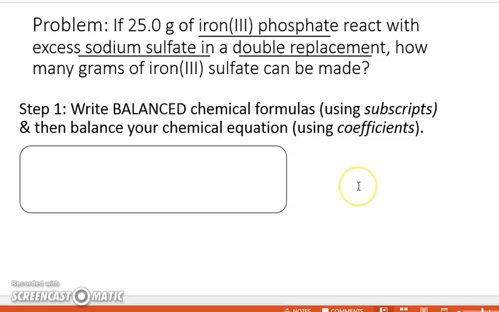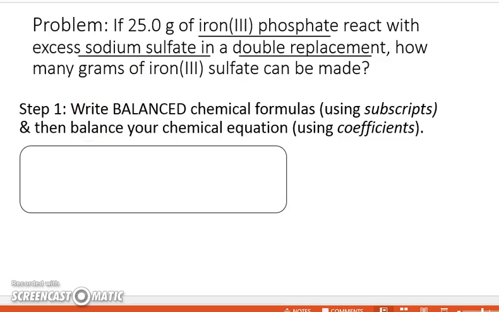The first step to any stoichiometry problem is to write balanced chemical formulas for each of your compounds using subscripts, and then you're going to balance your whole equation using coefficients. So if we take out what compounds we have in this problem, we have iron 3 phosphate, sodium sulfate, and it tells us it's a double replacement reaction. We will find out our products by analyzing what a double replacement reaction is.